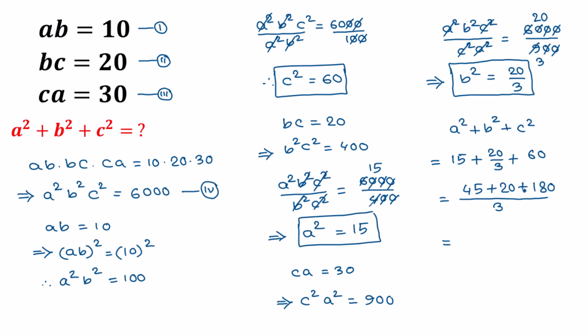is equal to 180 plus 20, this will be 200, and this 45, this will be 245 over this 3, and finally we will have the value of A square plus B square plus C square is equal to this 245 over 3, and this is the solution of our given problem.